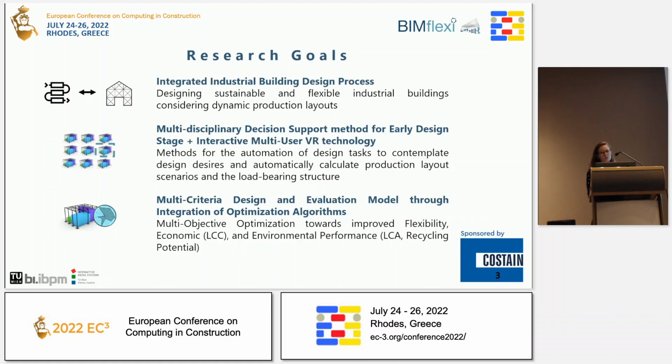So with our research project BIM-Flexi, we aim to overcome some of the obstacles with industrial building design and develop an integrated industrial building design process where sustainable and flexible buildings are designed considering dynamic production processes. We developed methods for automation of design tasks to contemplate design desires and automatically calculate production layout scenarios, as well as the load-bearing structures. And to improve the building's outcome with measurable criteria towards more flexibility, the building's life cycle costs, and the environmental performance, evolutionary algorithms for multi-objective optimizations were developed.